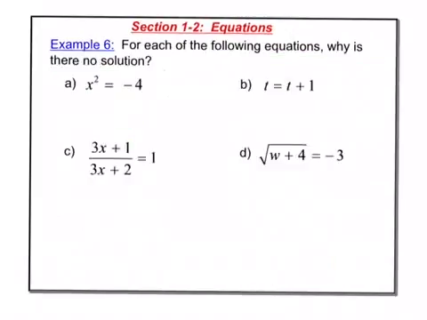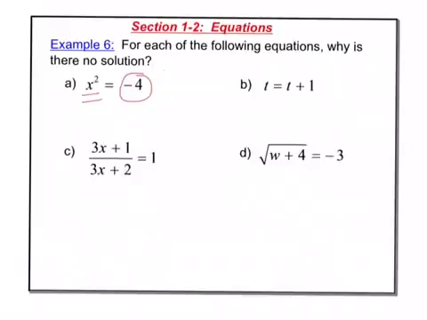Example 6, it says for each of the following equations, why is there no solution? Again, I'm probably not going to write a whole lot. I'll just sort of underline stuff and explain it. So if you look at A, it says x squared is equal to negative 4. And hopefully you can see that it's not going to work because anytime you square a number, there's no way to get a negative quantity based on what we know right now. All right, so that one can't work. It's either going to be 0 or positive.